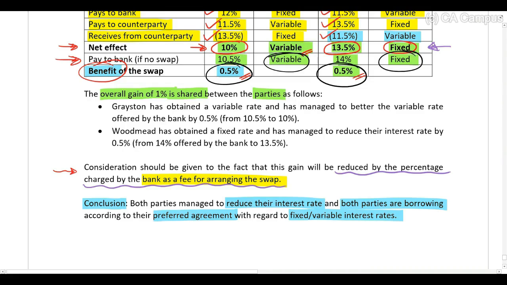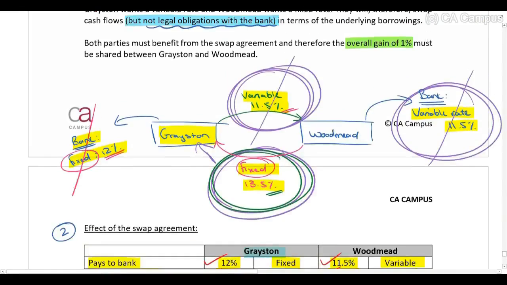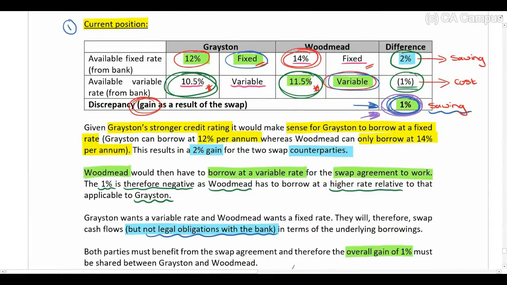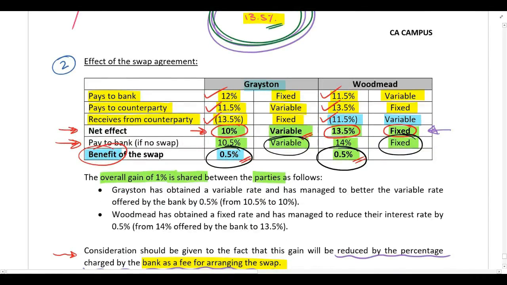All right, guys. So first, when you've got a swap agreement, first calculate whether you have a gain. If you don't have a gain, then the swap won't work. So that's your first calculation. If you work out that there is a gain, you then need to determine how that gain is going to be shared between the two counterparties.